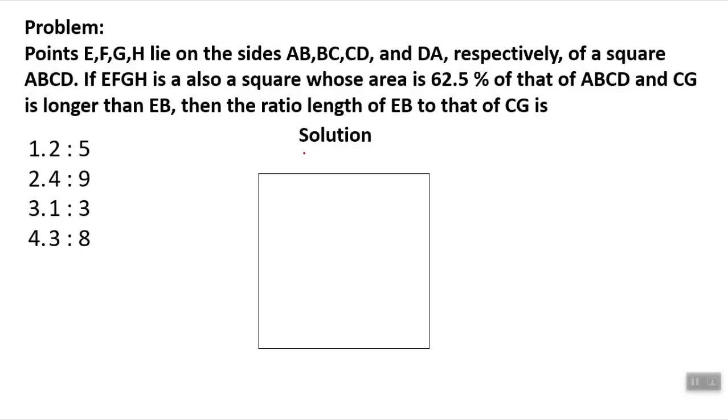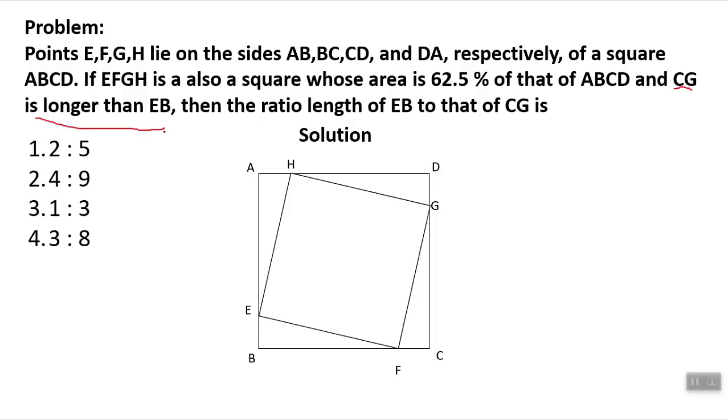This is my bigger square ABCD. And if EFGH has to be a square, which is of area 62.5%, and they have also told us that CG is longer than EB, so E, F, G, H are not midpoints of the four sides of the original square. The new square, the smaller square, will look something like this, EFGH. And in this case, we have CG is longer than EB. So be careful about how you name the vertices. So CG is longer than EB.